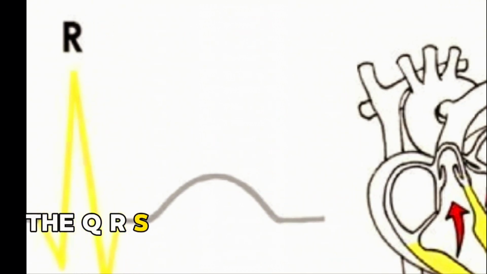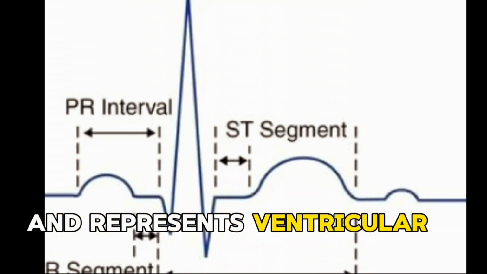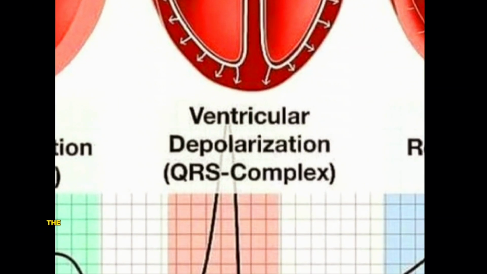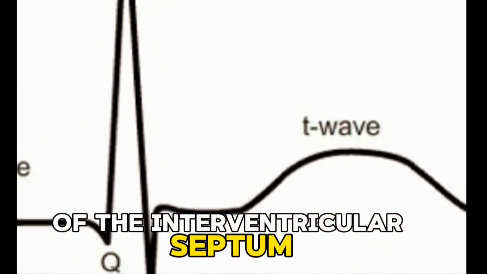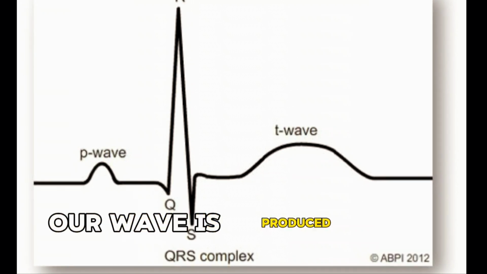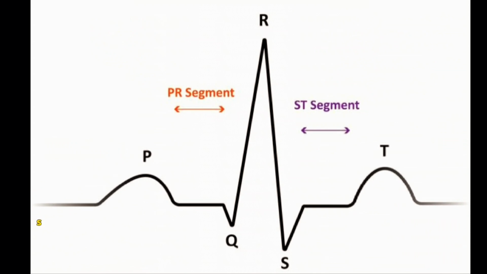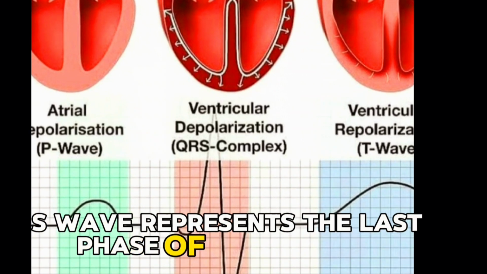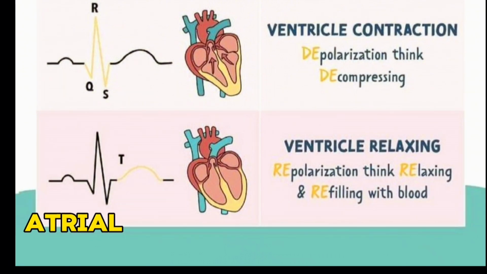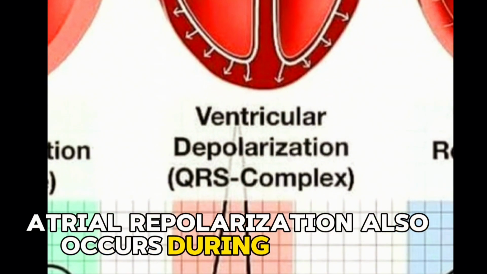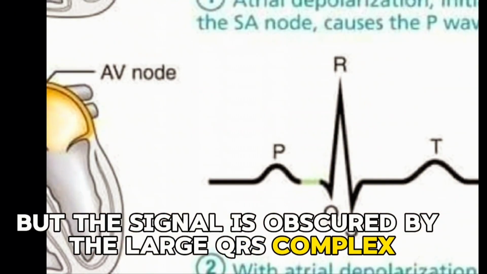The QRS complex marks the firing of the AV node and represents ventricular depolarization. The Q wave corresponds to depolarization of the interventricular septum. The R wave is produced by depolarization of the main mass of the ventricles. The S wave represents the last phase of ventricular depolarization at the base of the heart. Atrial repolarization also occurs during this time, but the signal is obscured by the large QRS complex, the ST segment.